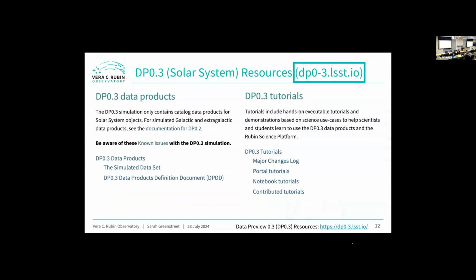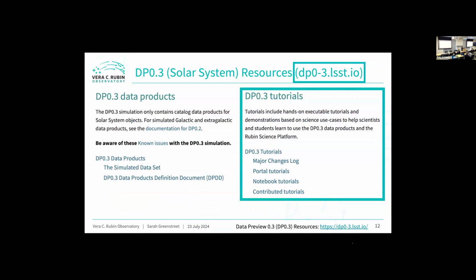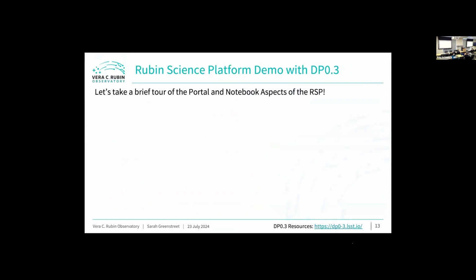So in addition to the data products and information about that on the DP0.3 website, there's also a number of DP0.3 tutorials in here that are designed to help the community learn how to use the DP0.3 data products within the Rubin Science Platform. So in my last couple of minutes, I wanted to just run through very quickly a couple of these tutorials, or how the portal and the notebook aspects within the Rubin Science Platform are set up.